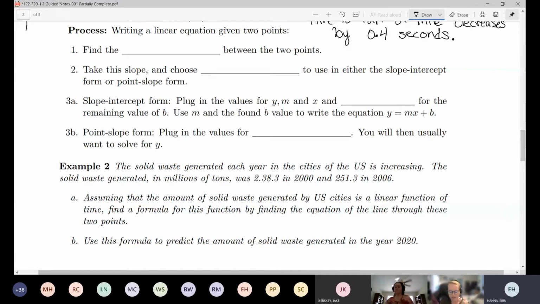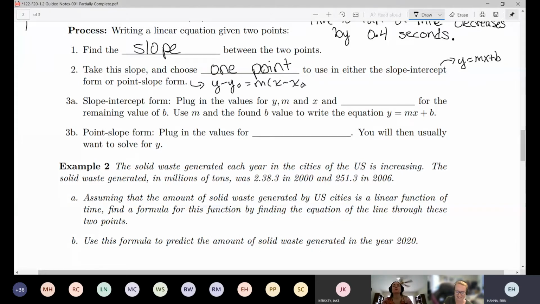So to write the equation of a line given 2 points, the first thing you're always going to do is find the slope between those 2 points, just like the warm-up. Then you're going to take this slope and choose 1 point, whichever one makes you happier. And my pen is freaking out. Use that 1 point in either slope-intercept form or point-slope form. The slope-intercept form, to remind us, was y equals mx plus b. And the point-slope was the longer looking one.